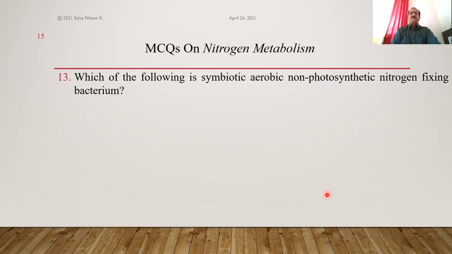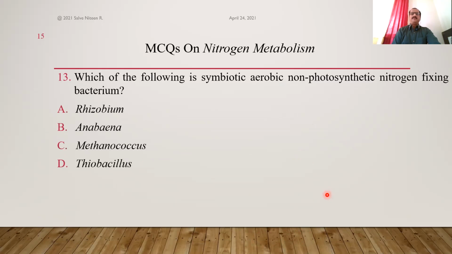Okay, which of the following is a symbiotic, aerobic, non-photosynthetic nitrogen fixing bacterium? So options are given. You know Rhizobium has a symbiotic association with the root nodules of leguminous plants, members of family Leguminosae, now called Fabaceae. They are aerobic and non-photosynthetic, and that is the reason why they live in symbiotic association with the root nodules for the supply of food material.